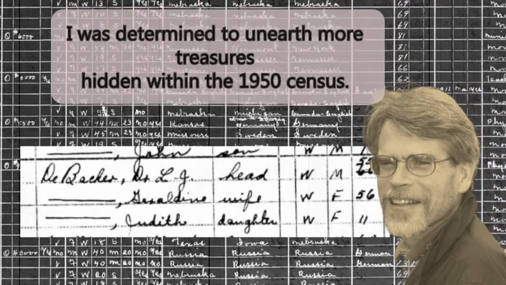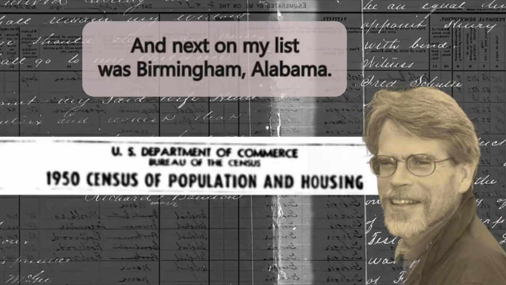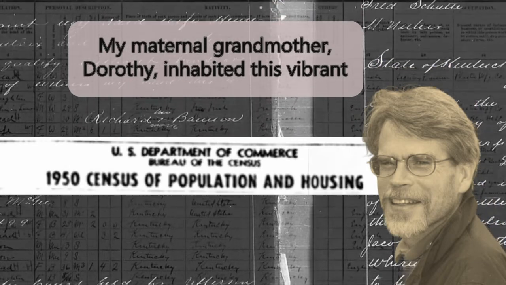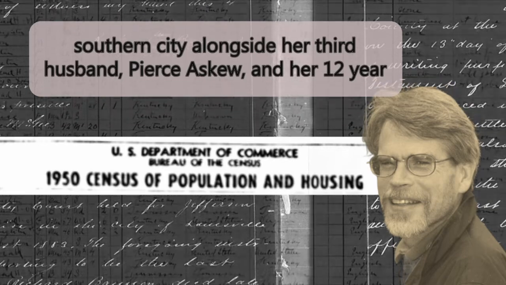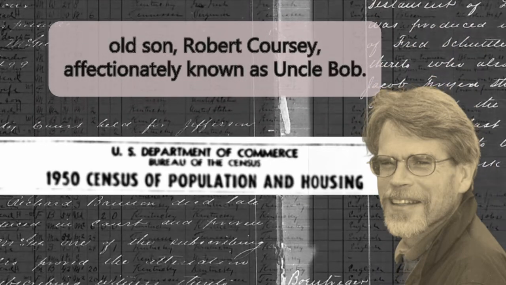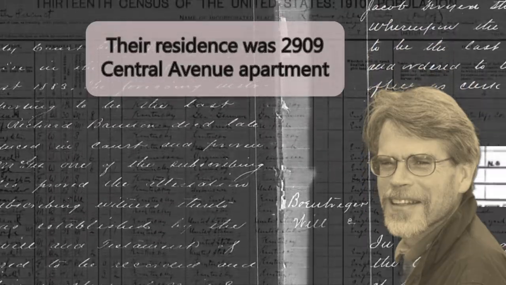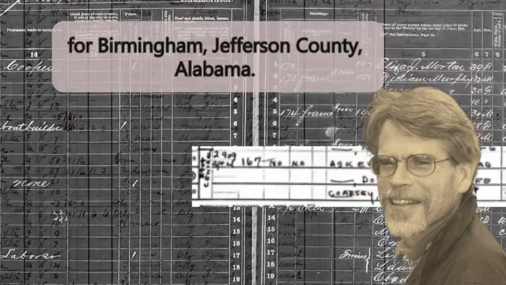I was determined to unearth more treasures hidden within the 1950 census, and next on my list was Birmingham, Alabama. My maternal grandmother, Dorothy, inhabited this vibrant southern city alongside her third husband, Pierce Askew, and her 12-year-old son, Robert Coursey, affectionately known as Uncle Bob in our family. Their residence was 2909 Central Avenue Apartment 4, Birmingham, Jefferson County, Alabama.